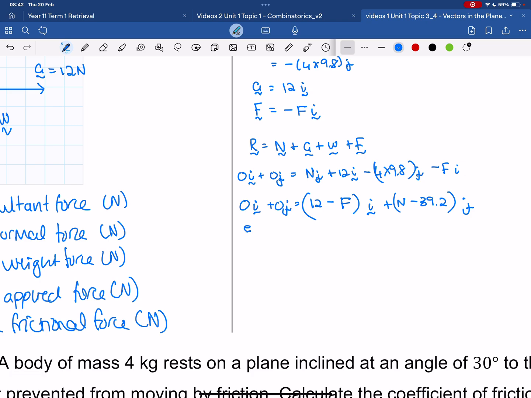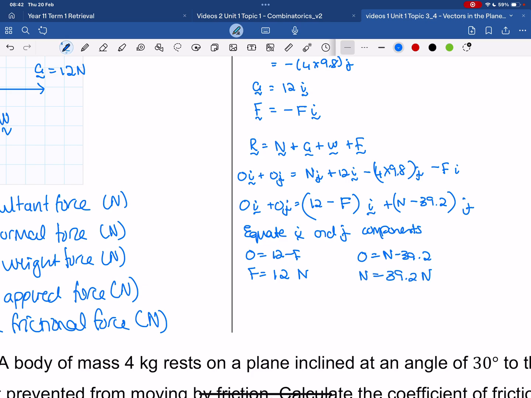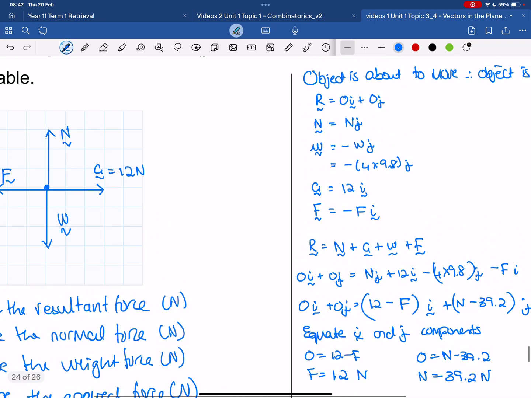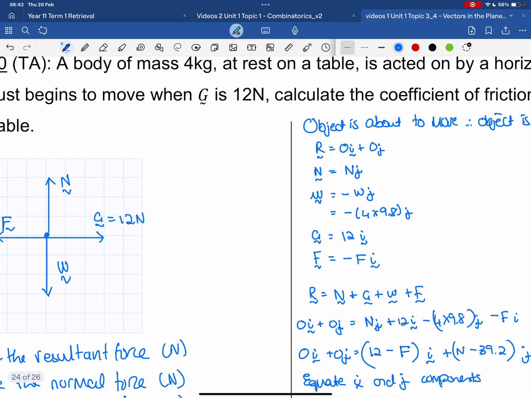I'm going to equate my I and j components, and that then gives me that 0 is 12 minus f, so f is 12 newtons, and 0 is n minus 39.2, so n is 39.2 newtons. But now we still haven't answered our question. They're looking for the coefficient of friction, okay?